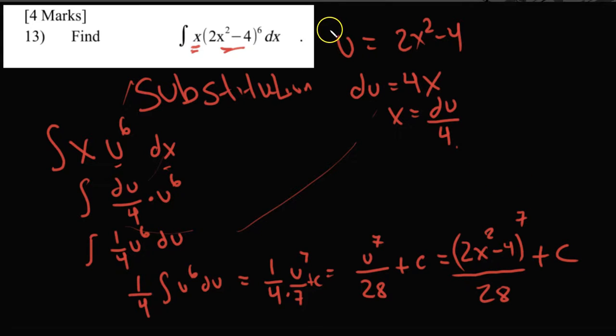Just remember this trick, right? Make the substitution, take the derivative of the new variable, and isolate. Put it all in terms of u, and there you go. That concludes the final exam.